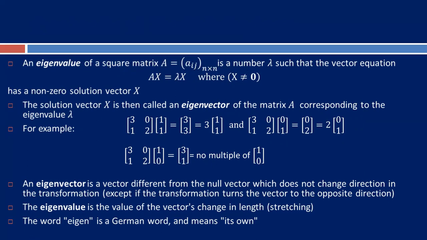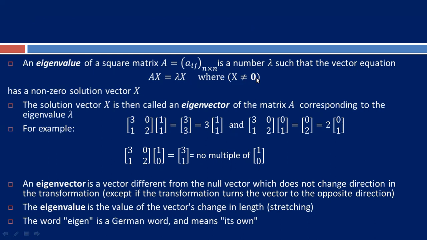Then an eigenvalue is a number, and we denote this number, the eigenvalue, by lambda. It is just a notation of eigenvalue, so don't be confused by it. Such that the vector equation is Ax equals lambda x, where x is not equal to 0. Here capital A is our matrix whose eigenvalues we have to find. x is our solution vector, and x is not equal to 0.